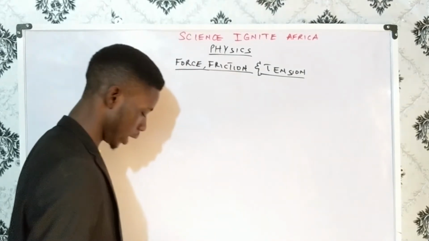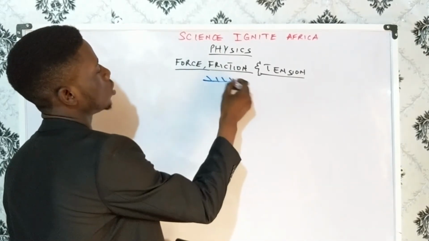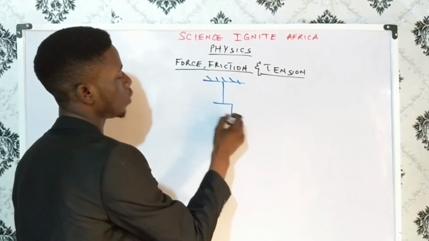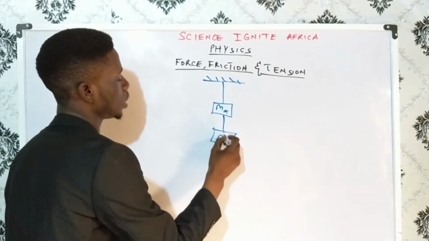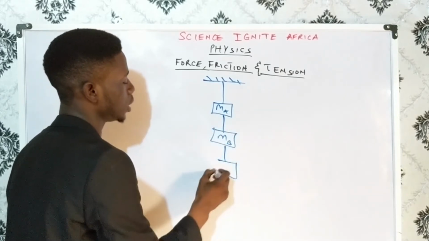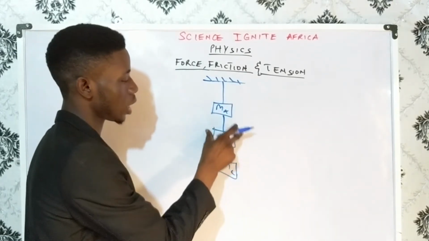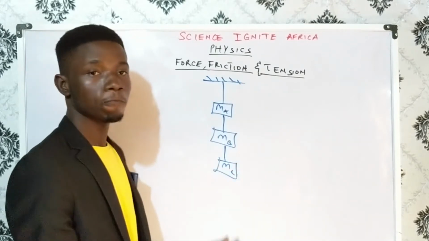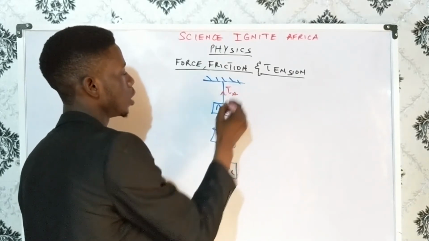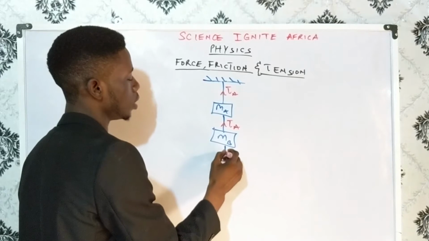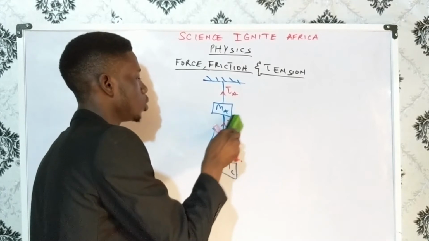But let's see what happens here. If you have more than one object, you have object A with mass ma, object B with mass mb, and object C with mass mc. Now these objects are hanging on a particular string. One thing we should observe here is that the tension in this string will be different from the tension here, and different from the tension here. The tension in the three of them will actually be different.